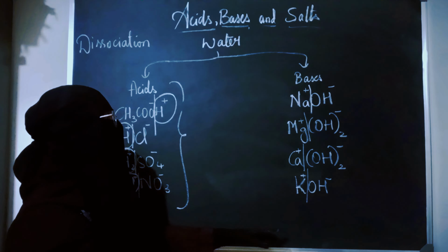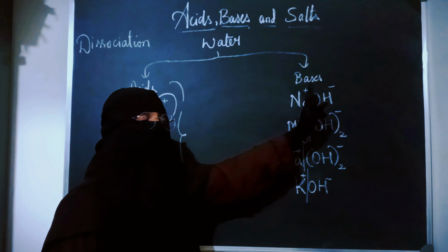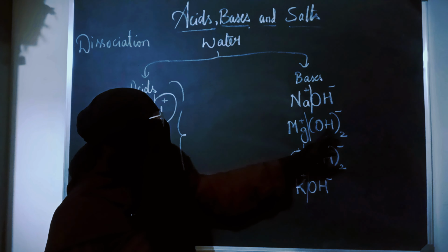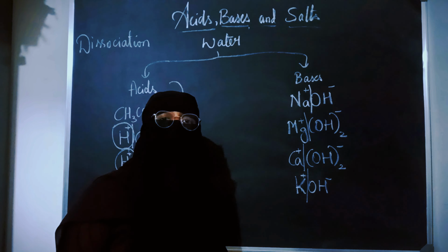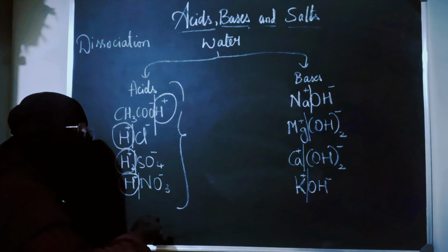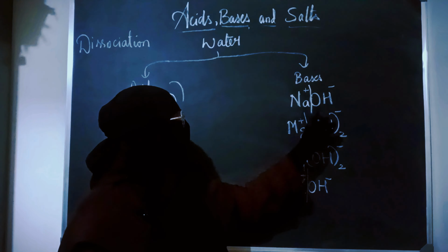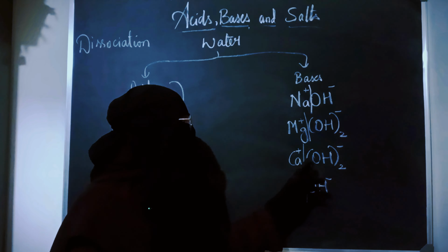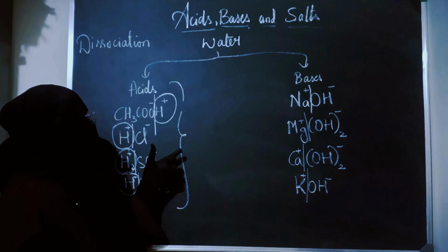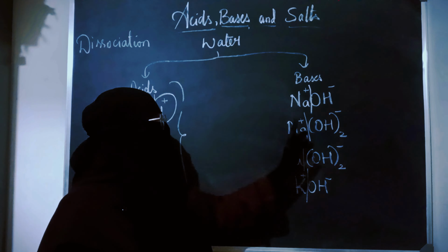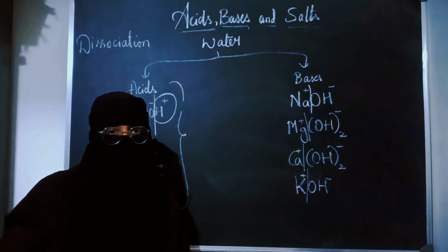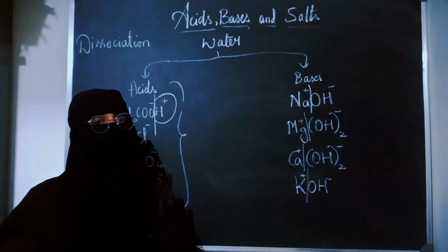So here I get to see that in all the bases, the common ion is OH. It is a polyatomic ion, and this OH ion is an anion. Here we saw that all the acids have a cation in common, and here we are seeing that all the bases have an anion in common, which is nothing but OH minus. Now we got to know that all the acids have H plus in common and all the bases have OH minus in common.